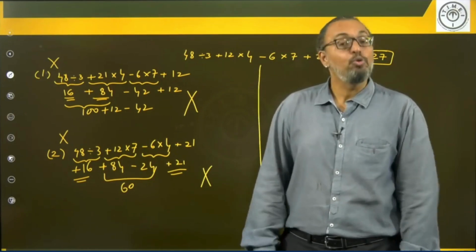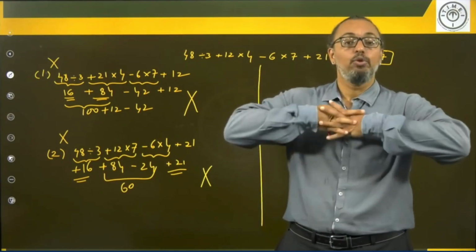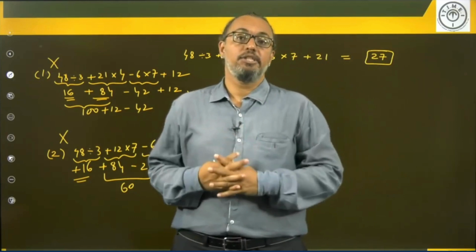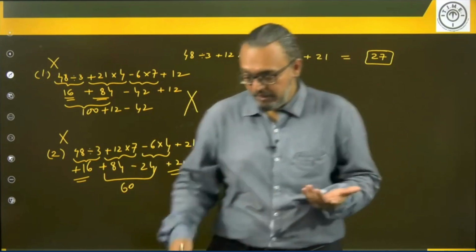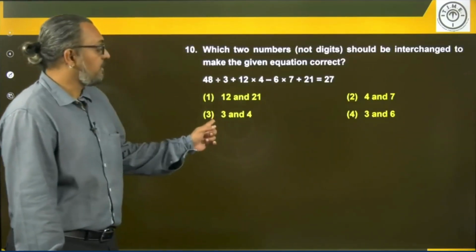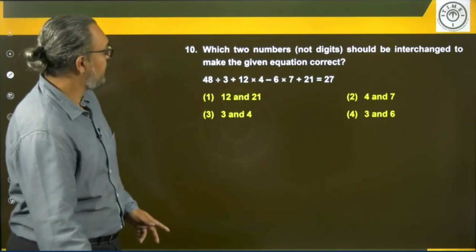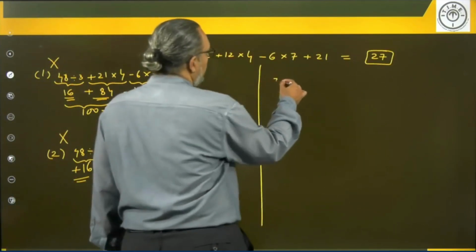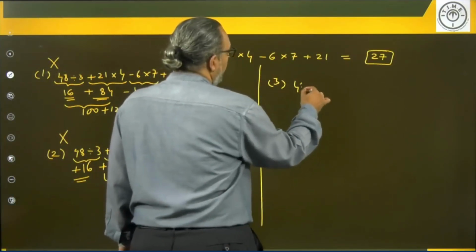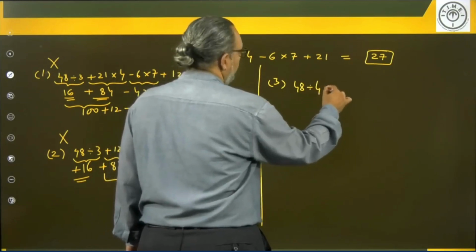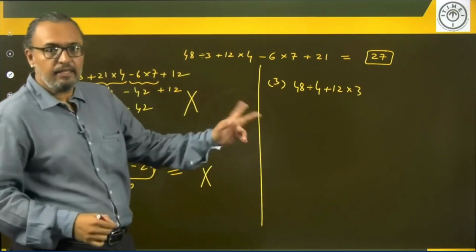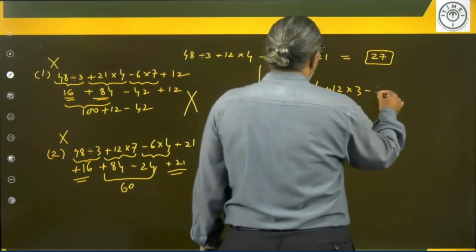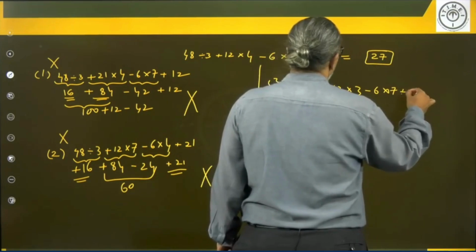So, you do not need to work out the complete answer and then only check; take an approximation, understanding the point. Then next we have the third option, 3 and 4. Let us take 3 and 4 in the third option. So, we have 48 now divided by 4 plus 12 into 3, so 3 and 4 are getting interchanged, then minus 6 into 7 plus 21.